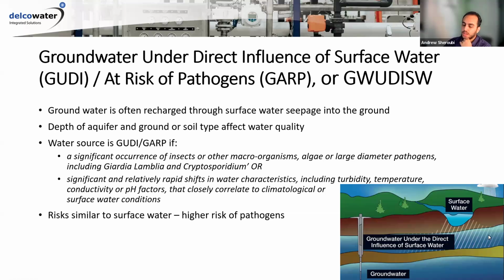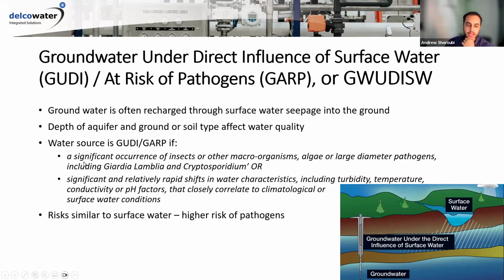But that's usually if it's an unconfined aquifer, where there is a greater risk of pathogens or microbes in the water here, and that gets treated a little bit differently because you get the same risks as surface water, even though you're pulling it from a well.